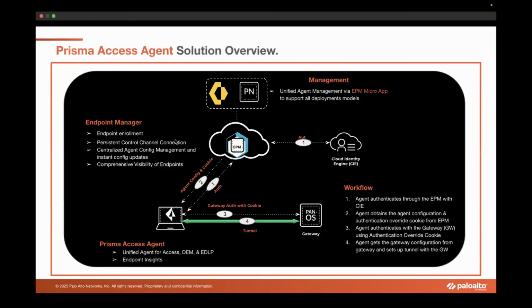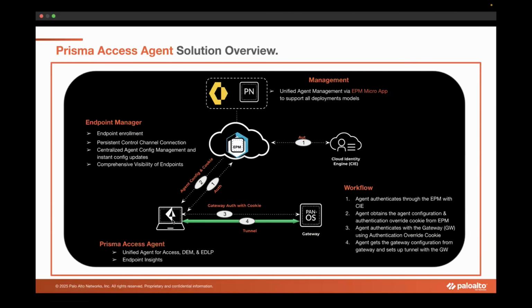So let's look at the Prisma Access Agent solution at a high level. So as I said, we will be replacing the portal with the endpoint manager that I'm just highlighting here. It's a cloud-based portal. It's called the Prisma Access Agent Manager or the Endpoint Manager. And of course, the Prisma Access deployments can be managed using both the Strata Cloud Manager as well as Panorama.